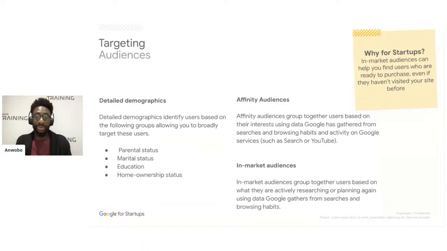Next up then, in terms of our audience targeting, we have our affinity audiences. With affinity audiences, here we are grouping together users based on their interests. And here we use Google data, again, that they've gathered from your searches, your browsing habits, activities on search and YouTube, to really group together and understand what each user is interested in. With this affinity audience, it's probably one of the most popular ways of targeting and sometimes one of the most effective. Because Google have so much data on their users, they can really get a good idea of what a user is interested in.